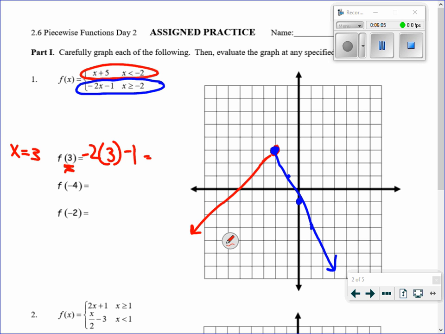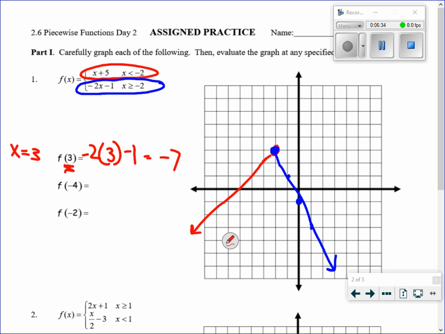Okay, good question. How do we know which piece to pick? I look at my x. My x here is 3. I have two options. Here, what does it say? X is less than -2. Let's see, does this work here? Is 3 less than -2? No. Here, my x is 3. Is 3 greater than or equal to -2? Yes, that's how I know I need to use the second one. So what's my output here? -7. So let's check out our next one.